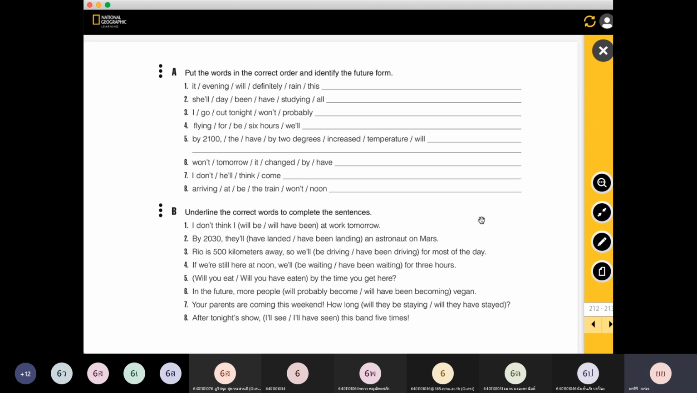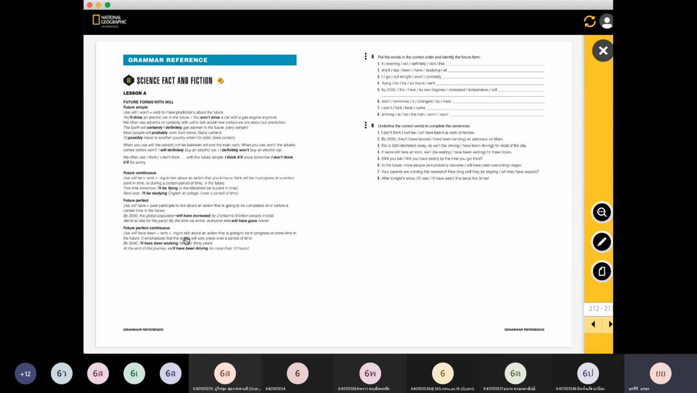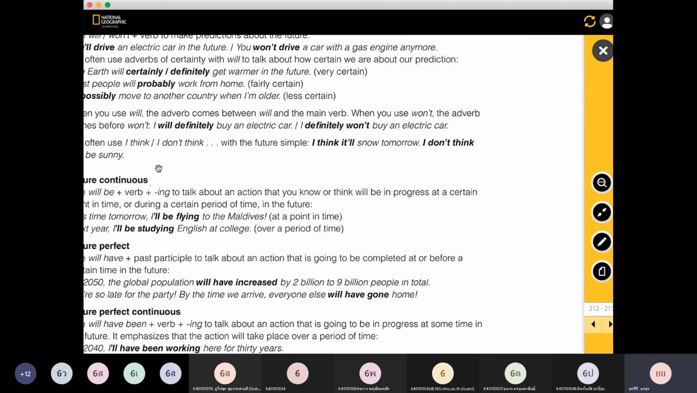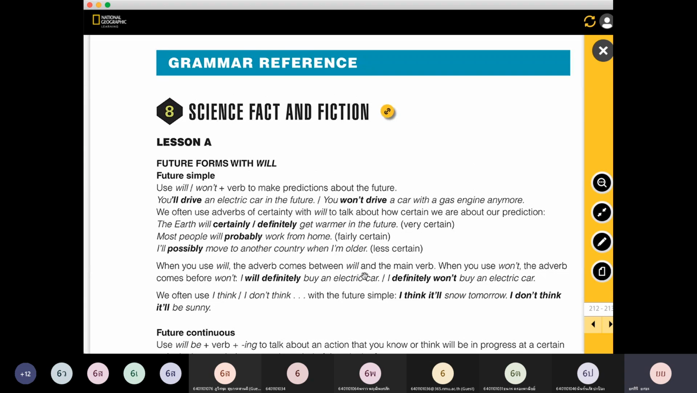Okay, so we're going to get into details about each dimension here. If we are talking about the first one, the future simple here. As you know, future simple, very simple, right? Very simple. So we talk about predictions about the future. We use future simple to predict futures.